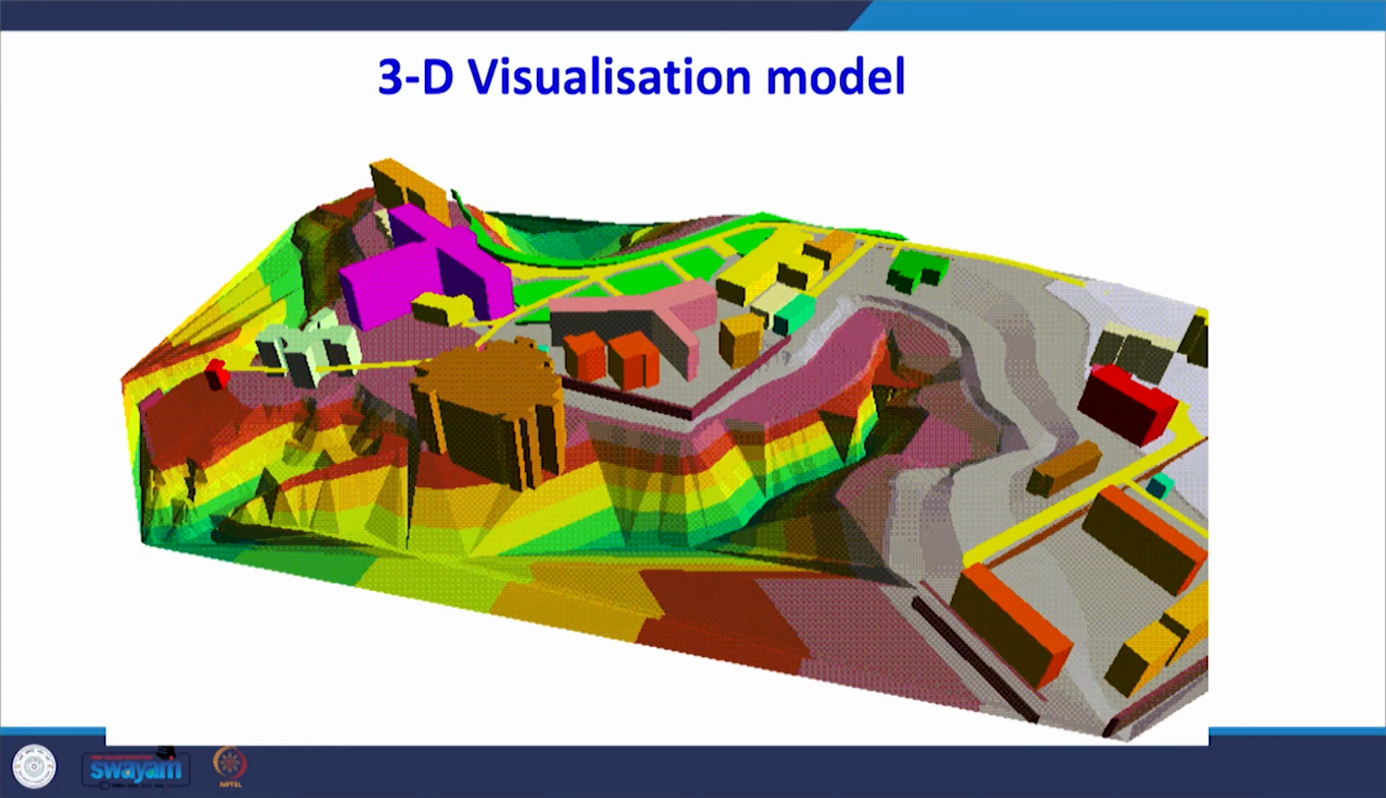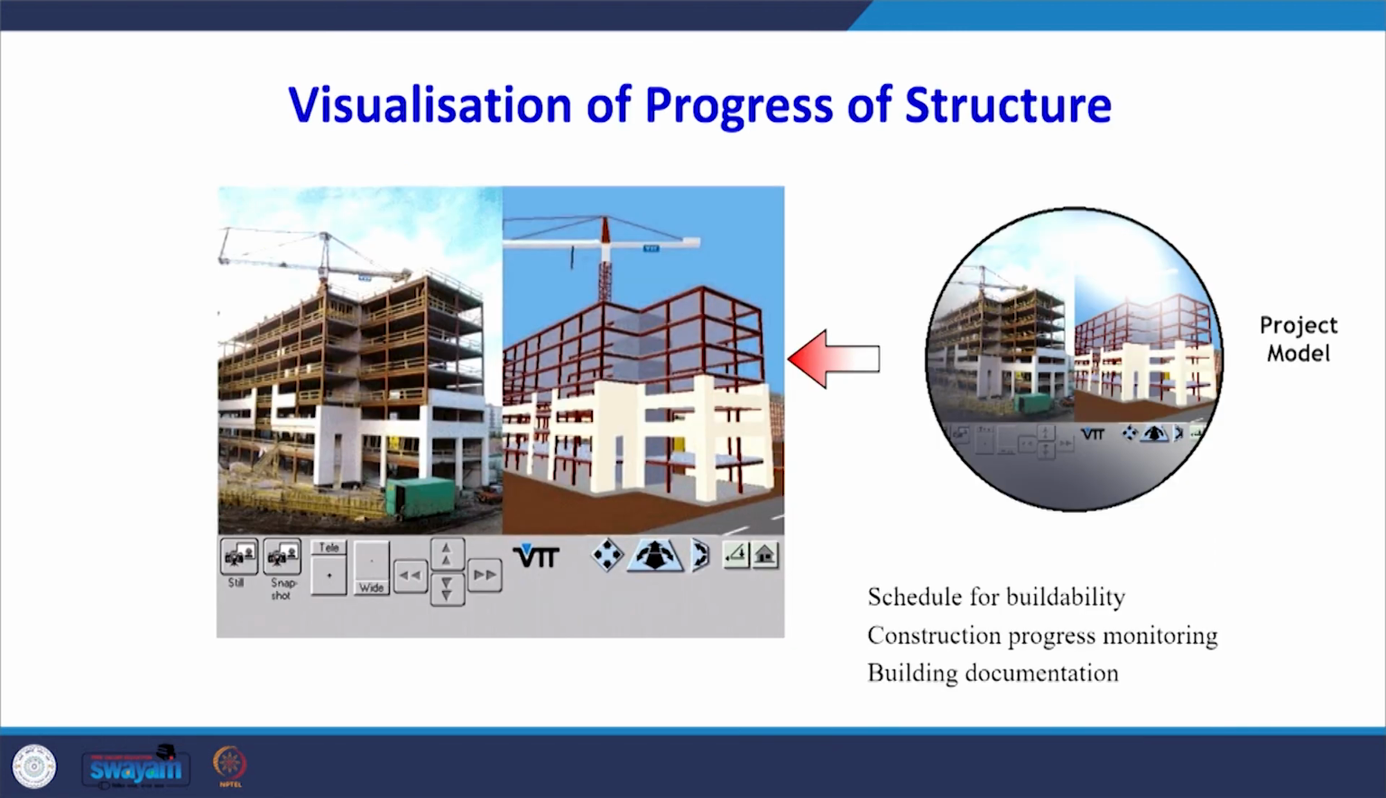Representation of the area in the 3D visualization model. You can create a 3D visualization model of your institute, of your school, of your building, of your house. So you can see the actual shape, orientation and actual size of the building, height of the building. So this height data is very important to carry out the visualization of the work.